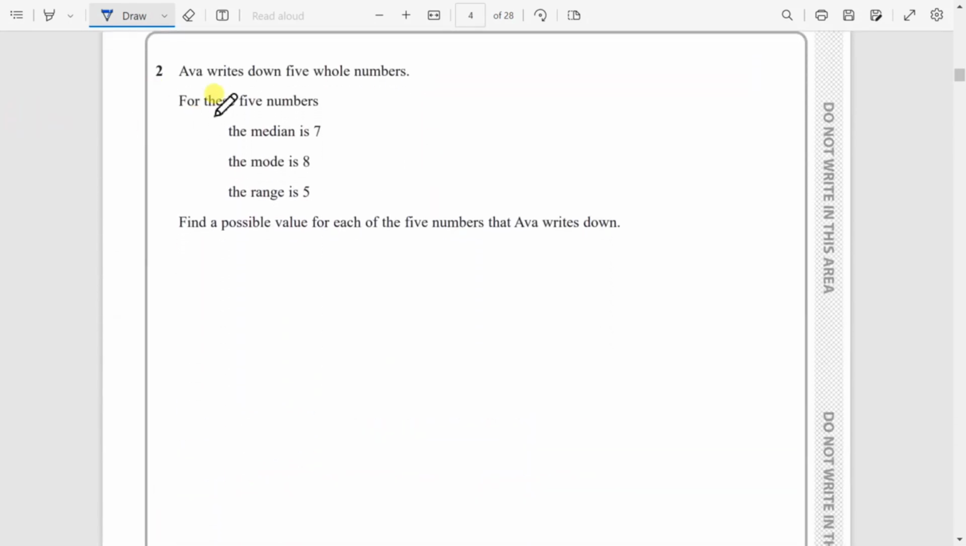Question 2. Ava writes down 5 whole numbers. Let's write them down: A, B, C, D, E. For these 5 numbers, the median is 7. Median means the middle number, so C is automatically 7. The mode is A, so the most common number is A. Because I'm going to do this in order, we're going to put D and E as being A's. We need at least 2 or more to make it the most common, so 8 has to be here in order.